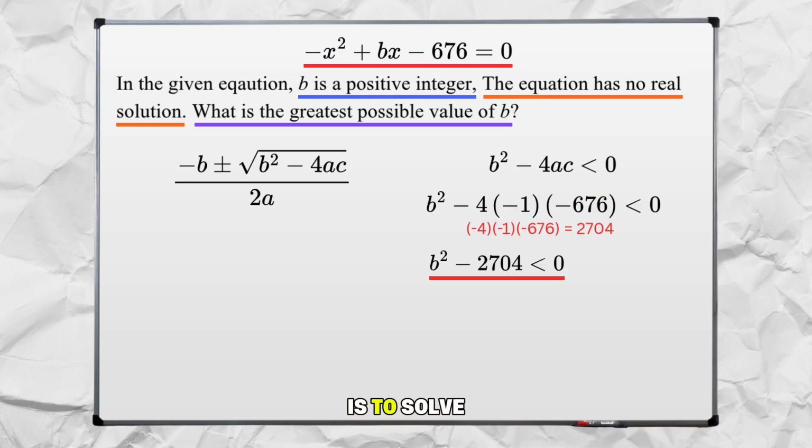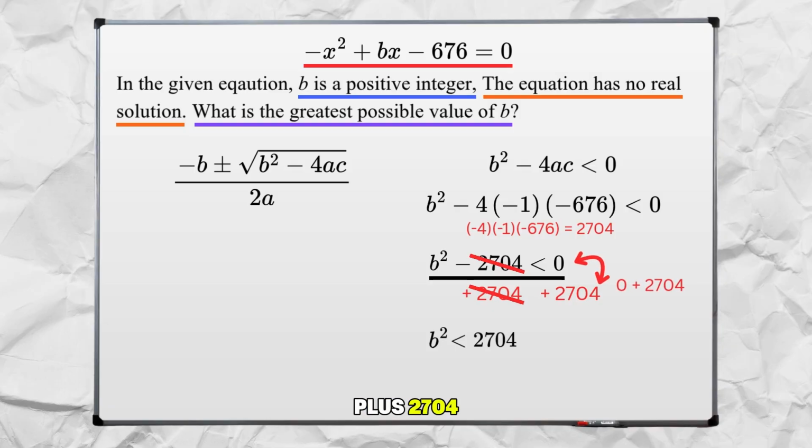Well, to solve for b in this case, we want to get b by itself, like you would with any algebra problem. To do this, we have to move the negative 2,704 to the other side. Because it's being subtracted, we have to add 2,704 to both sides. After doing this, we'll get b squared, and then these two simply cancel out, and we'll just get is less than 0 plus 2,704, which is just 2,704.